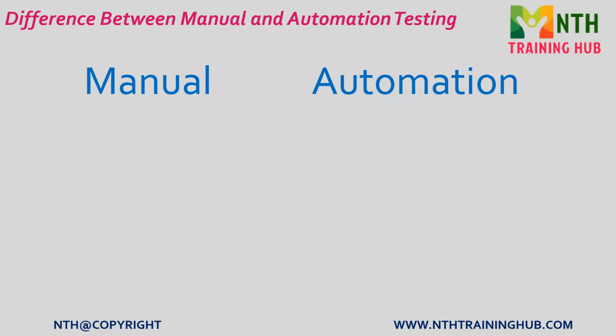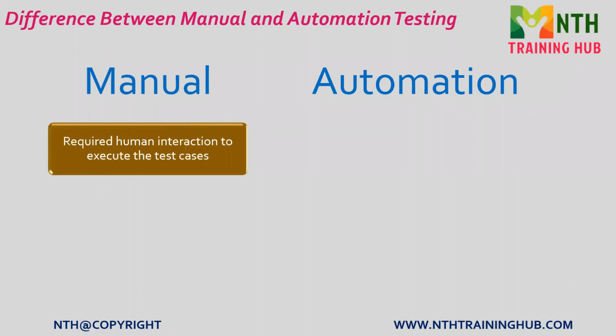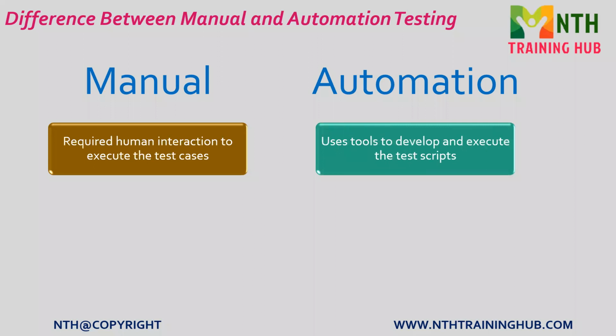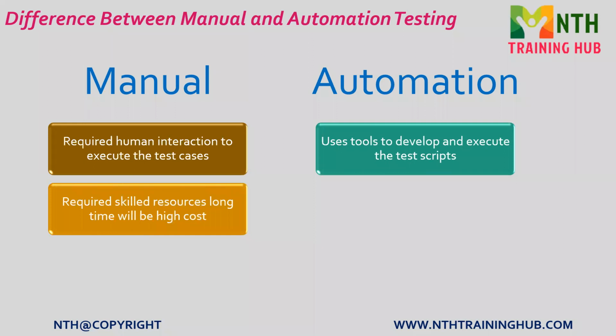So let's just give you the exact difference between automation and manual. Manual requires human interaction to execute the test cases, whereas automation uses tools to develop and execute the test scripts. Manual testing requires skilled resources, and in the long term it will be high cost. Suppose he is a 10-year experienced person, a skilled man; he will demand more salary. As your experience progresses, he will demand more salary. Therefore, the cost will be a little more for the manual skilled man.